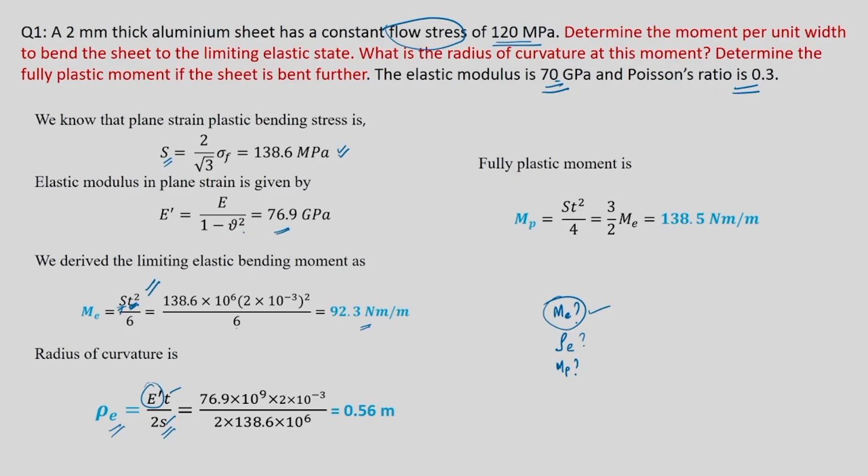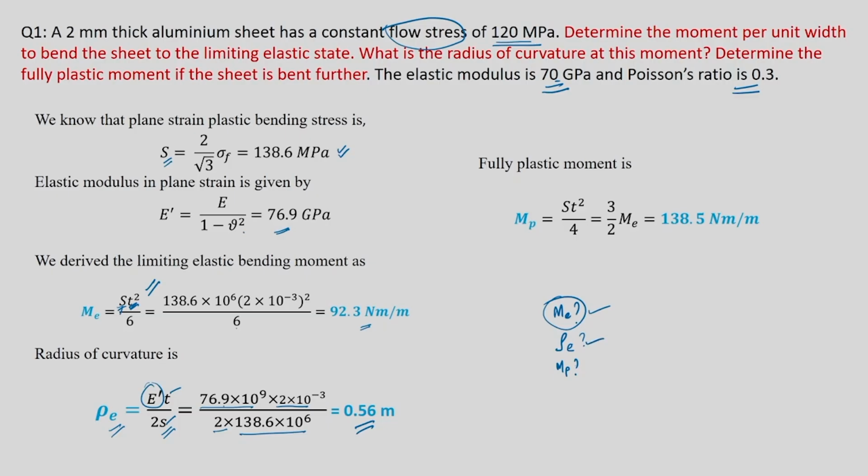It is slightly larger than what you see in your uniaxial Young's modulus; here you can see 70. So, that 76.9 you can substitute, following appropriate unit conversion, into thickness divided by 2 into S, which is already 138.6, as given here. That will give you rho E as 0.56 meter. You can convert that into millimeter also if you want. So, the second one is also found out.